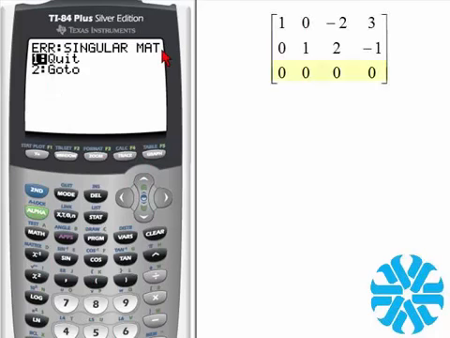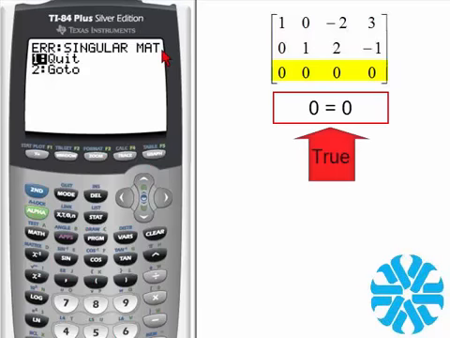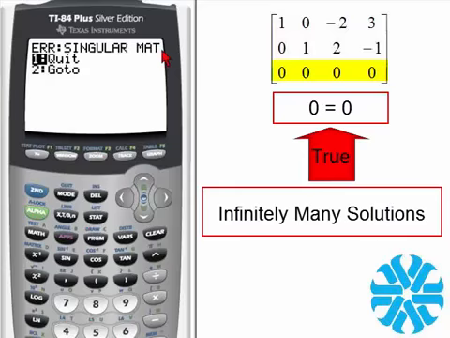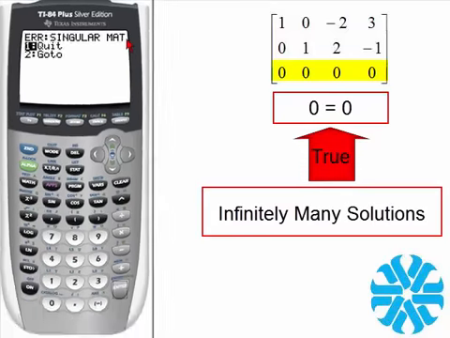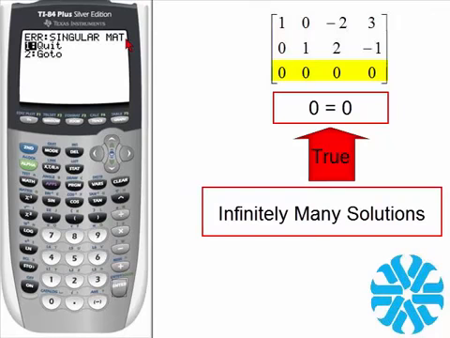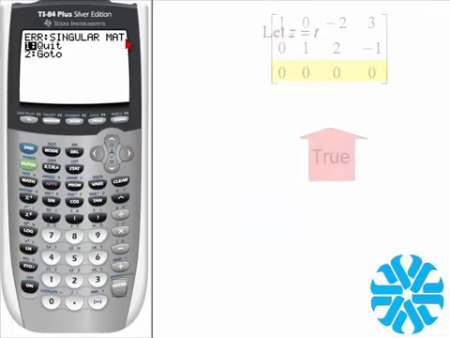So as you can see, the third row says 0x plus 0y plus 0z is equal to 0, which says that 0 is equal to 0, which is a true statement. This tells you that there are infinitely many solutions. So recall what we need to do is we need to set up a parameter. And usually we take the third variable, which is z, and we set that value of z equal to the parameter t. So we're going to let z equals t.